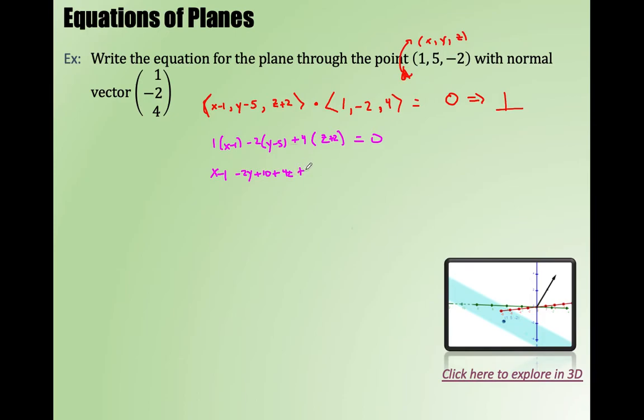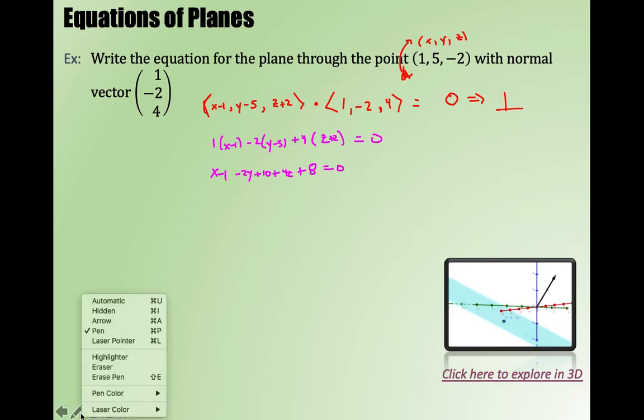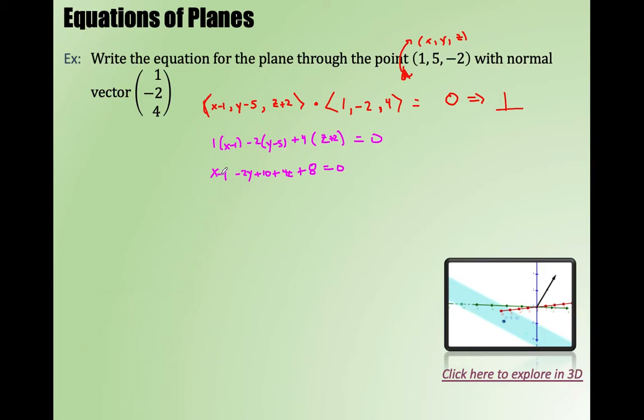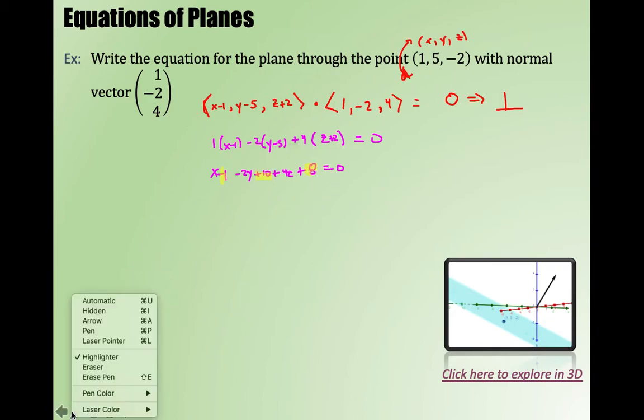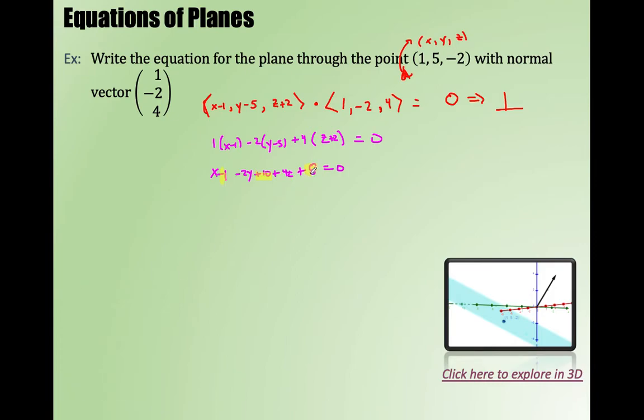I can't even read my writing. Is that an 8? So remember, you want to take all the numbers and gather them up. So just the regular numbers, number, number, number. So I have 18, right? 8 plus 10 is 18, minus 1 is 17. So positive 17 moved to the other side means I'm going to have a negative 17.